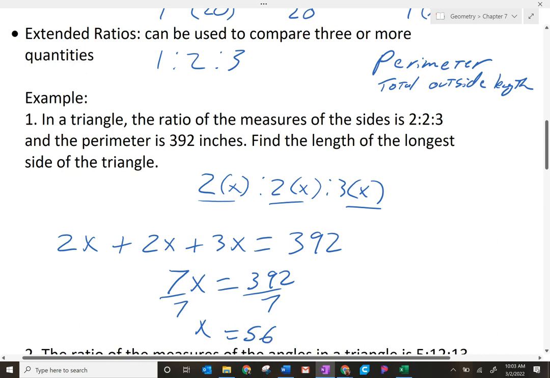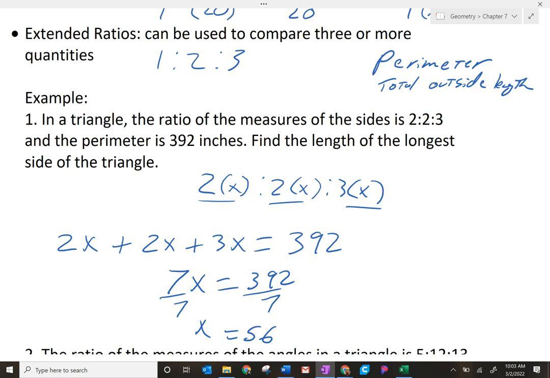However, I am not done yet. This one, we do have to start plugging things back in, because again, we are getting the ratios. We know which thing they're all going to be increased by, but we do have to plug stuff back in. It says find the length of the longest side of the triangle. Out of those three numbers, which one will be the largest number? The 3x one. So I just need to make sure I plug this into the one that has 3x.